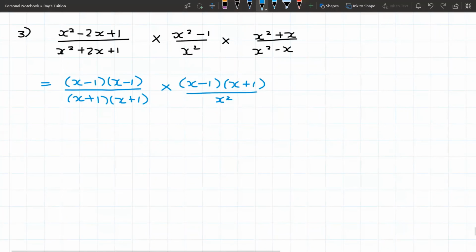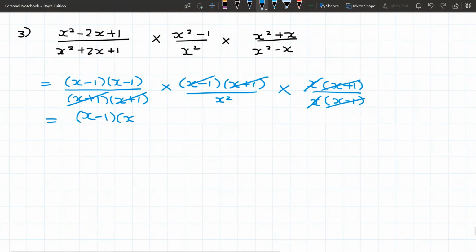This x squared will stay. And then here we can factorize the highest common factor in the numerator, giving us x plus 1, and the highest common factor in the denominator, giving us x minus 1. This x cancels out with that x. This x minus 1 cancels out with this x minus 1. This x plus 1 cancels out with that x plus 1. This x plus 1 cancels out with that x plus 1. So what we are left with is x minus 1 times x minus 1 all over x squared.